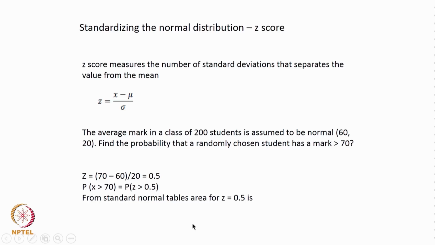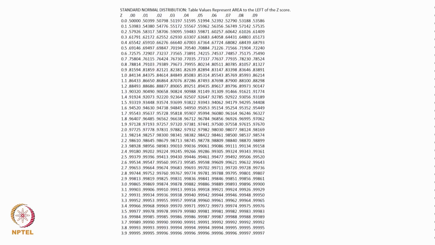So, we are now interested in z greater than 0.5, which means to the right of z equal to 0.5. So, let us take it as 0.69 for the purpose of discussion. So, area to the left of z equal to 0.5 is 0.69 and area to the right of z equal to 0.5 is 0.31, and therefore, the probability that a randomly chosen student has a mark greater than 70 is 0.31. So, let us actually look at this again.